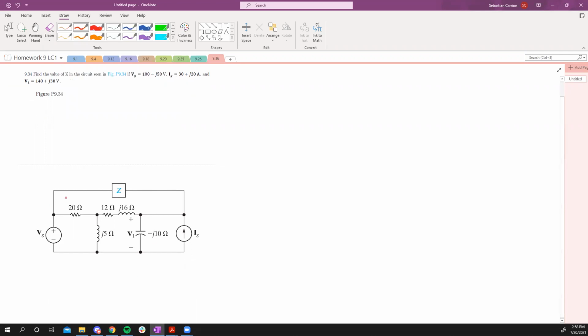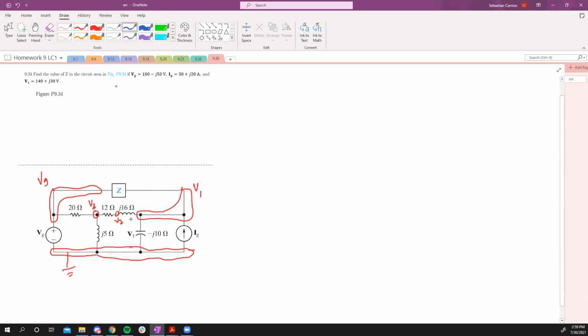So I'm going to call this bottom portion the ground. Label the ground first, so this would be VG. I'd call this V1. I can call this little portion there V2. I can call this V3.